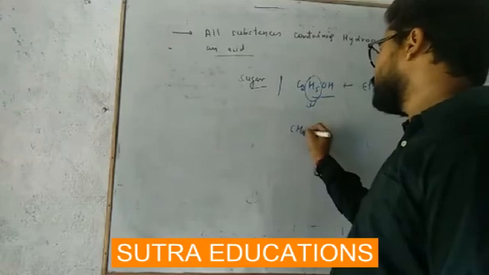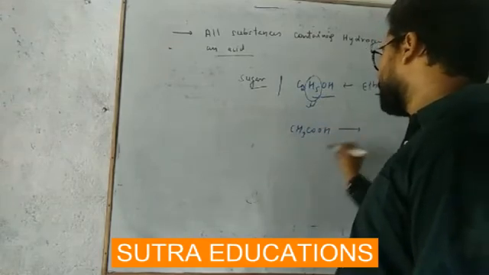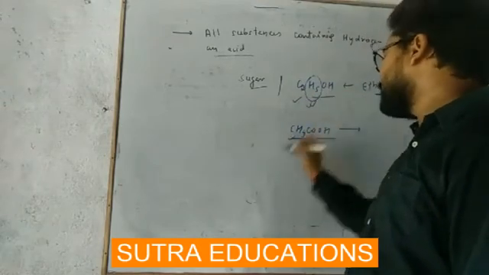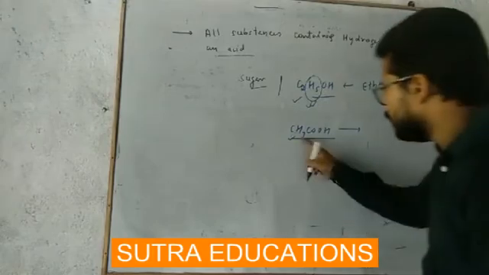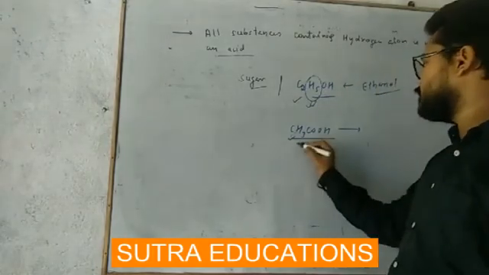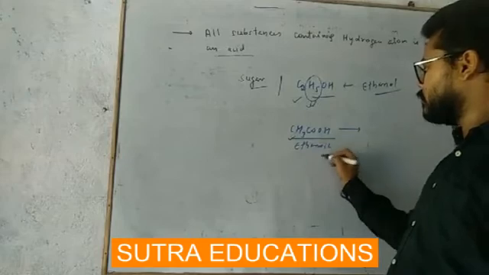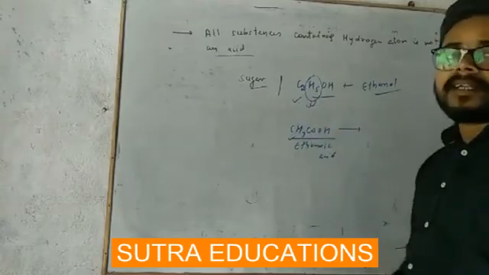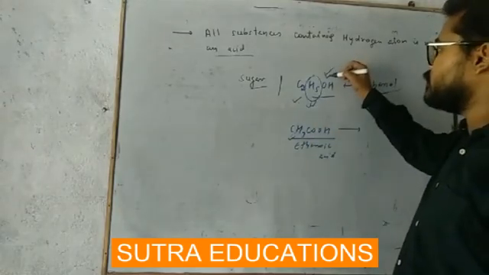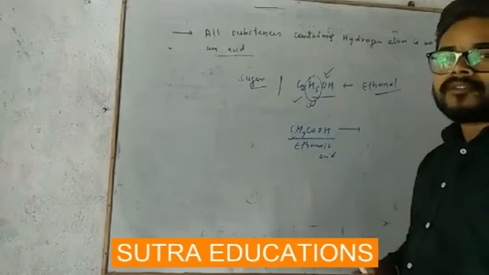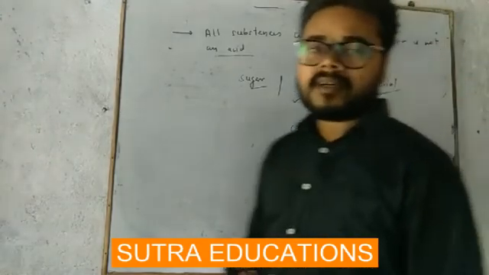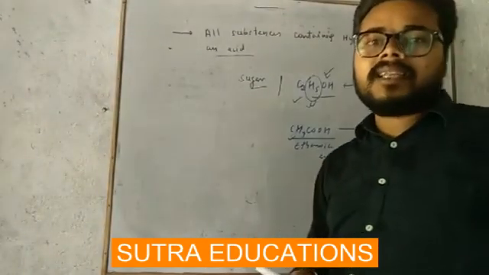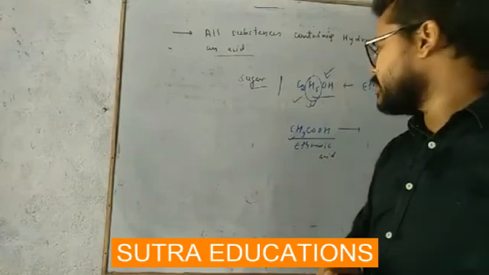Again we have, say, CH3COOH. Again here a hydrogen atom is present. So this is ethanol and this is ethanoic acid. Both contain hydrogen atoms. So if both contain hydrogen atoms, does it mean they are acids or not? Very simple. I have told you acids are those substances which produce H plus ion in water.